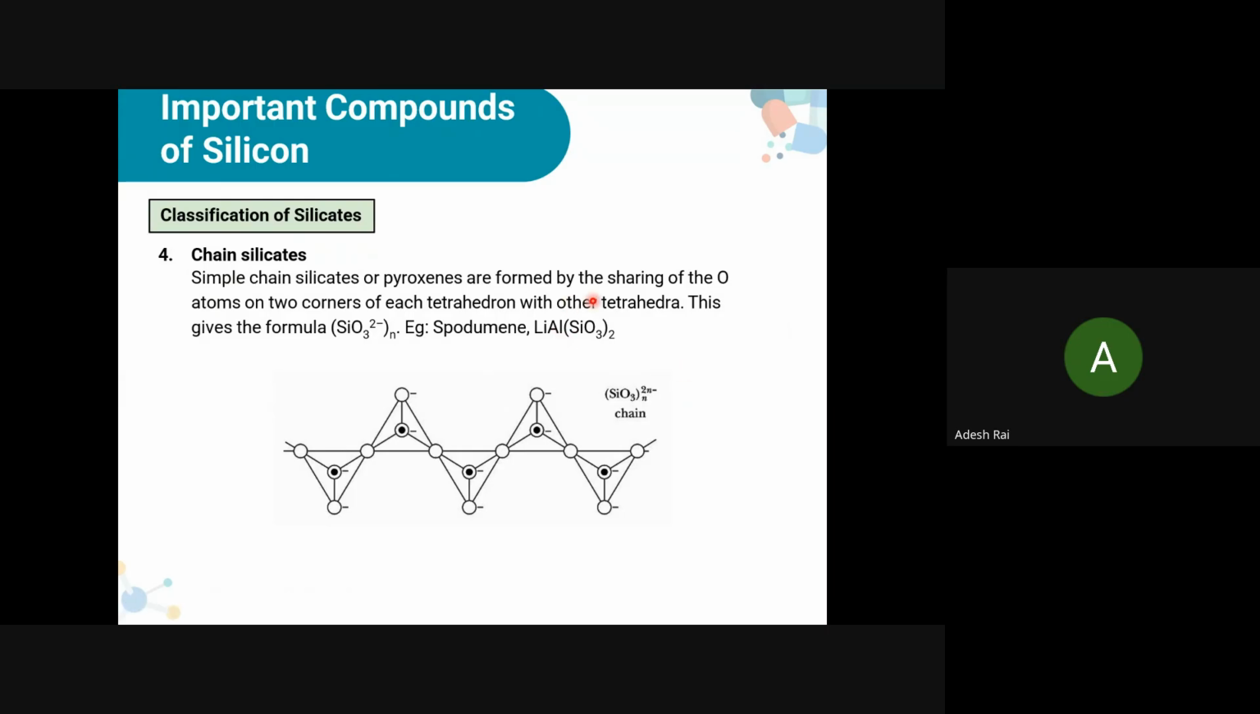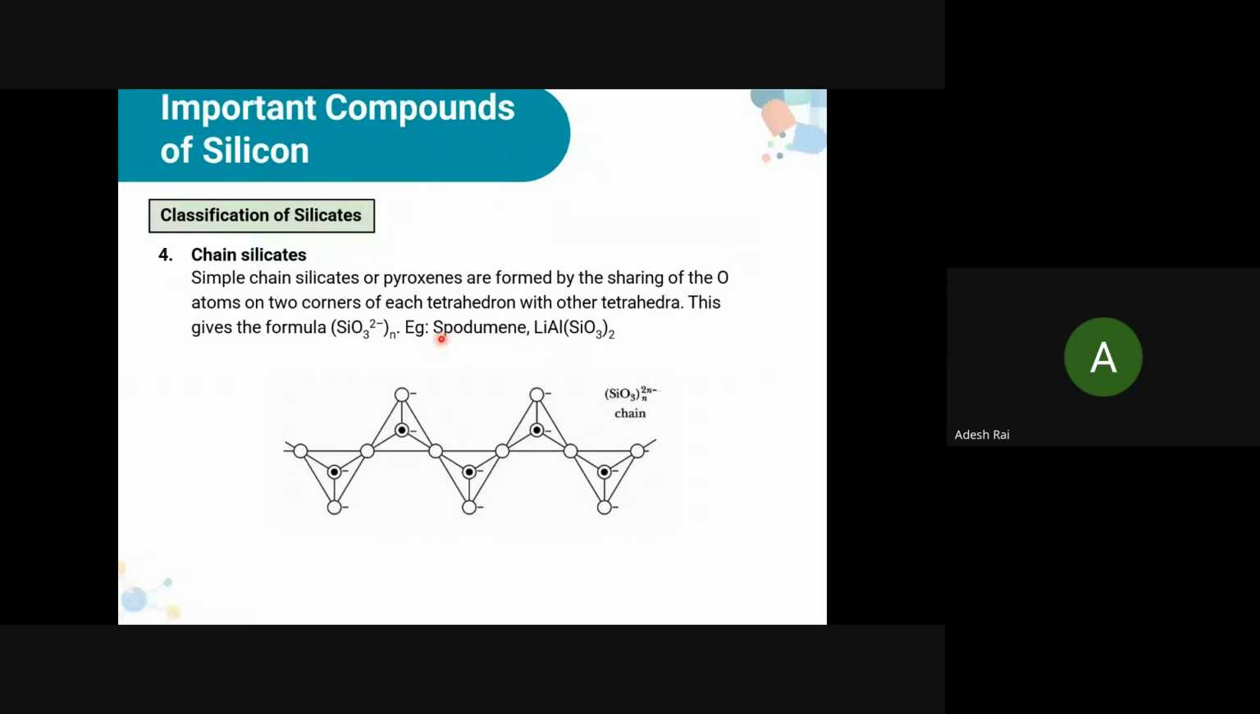Here also, if you see, there is sharing of oxygen atoms on two corners of each tetrahedron. So one tetrahedron is sharing two oxygen atoms. In that case also, one tetrahedron was sharing two oxygen atoms. But the difference is this is an open chain structure and that is a closed chain structure.